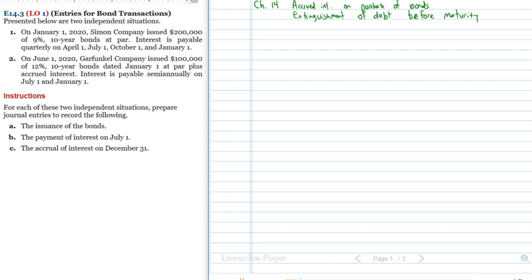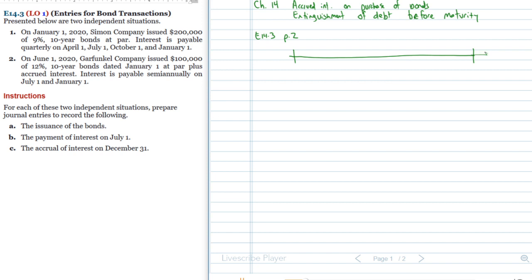So you may recall, I hope you recall, that before we left for break, I had asked you to look at exercise 14.3, part 2, which was a scenario in which Garfunkel Company had sold some bonds, and they sold them after the bond date. Or in other words, the buyer bought them after the bond date. So let's sort of reset the scenario here.